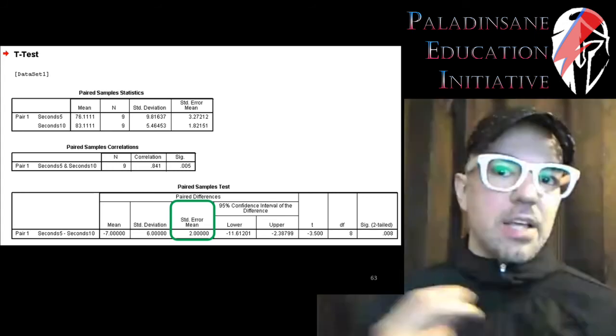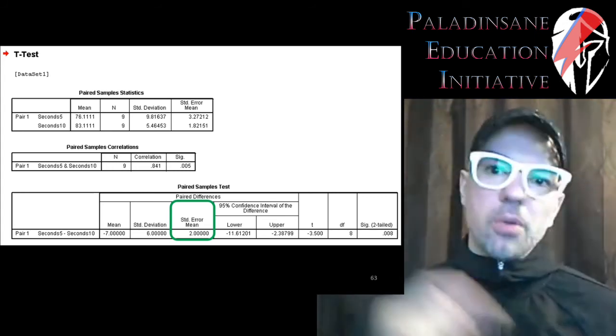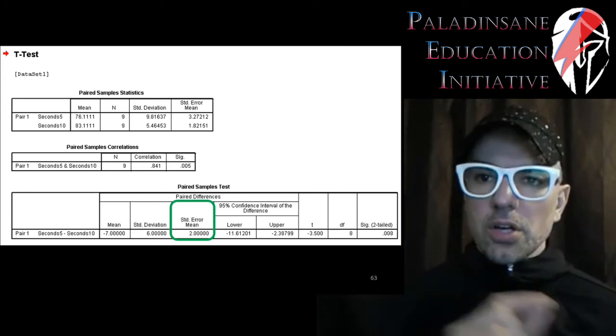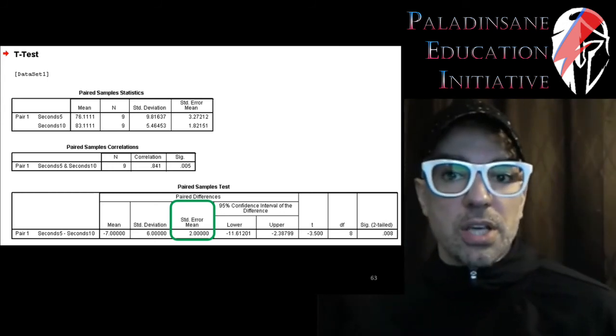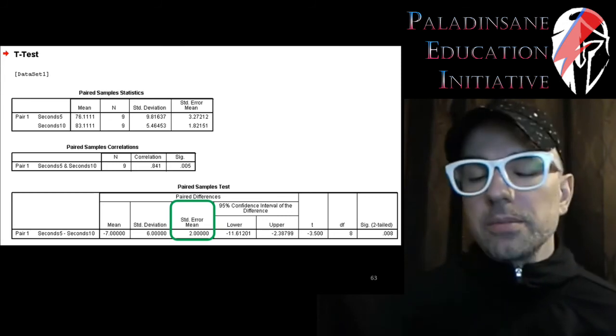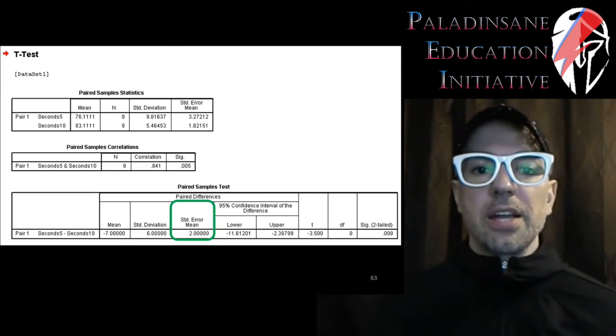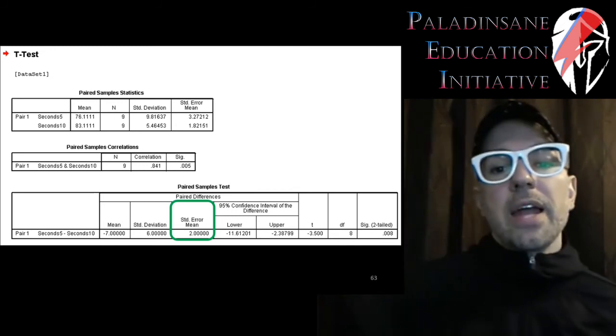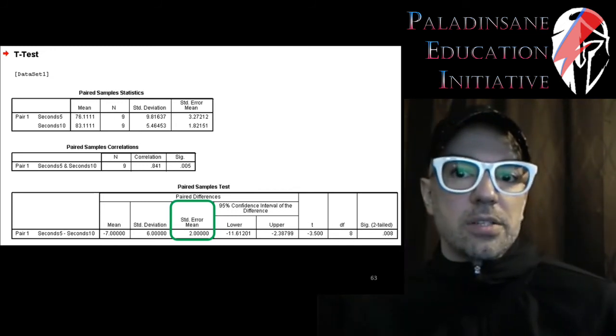So be very clear and be very deliberate and know the standard error of the mean that you're looking for. Know which one of these is the correct one for the comparison distribution. And in this case, it's in that bottom table, and it's the one labeled standard error of the mean, and it's got a value in this case of 2.0. So that is the standard deviation of the comparison distribution.